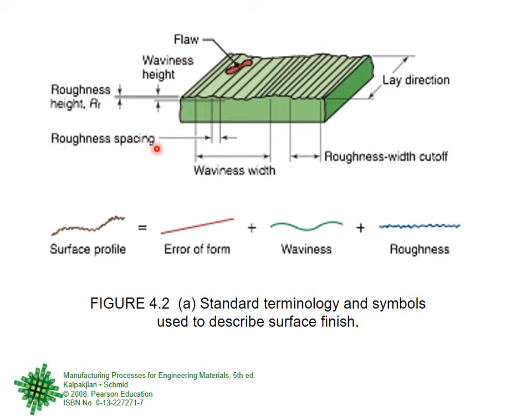Roughness is spacing from one roughness height to the other roughness height. What is the spacing? Similarly, waviness width from one wave to the other wave, what is the size, right? And so on.